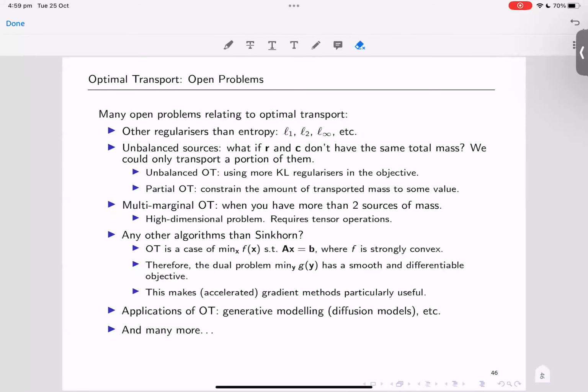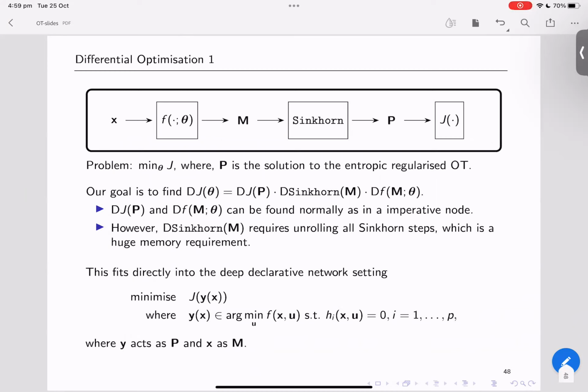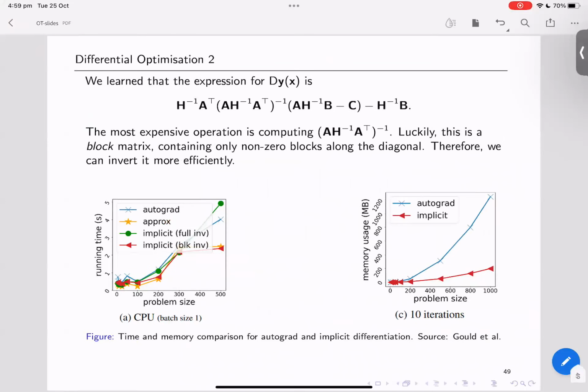I'll conclude the lecture here. I do have a couple of slides at the end about the deep declarative networks that Steve asked me to present, but of course we don't have enough time. There's going to be a paper about that. Hopefully, I'll be able to answer your questions in the tutorial.